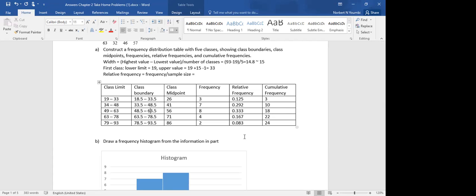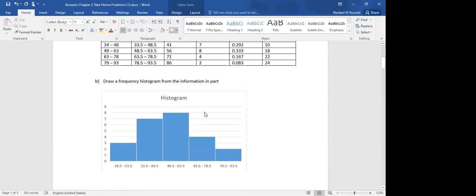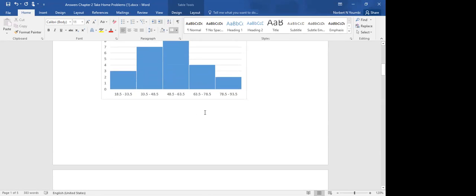So this is how we get the frequency distribution table. The most difficult part is the frequency, which for 20 values you can manually count. But if you have 1,000 values, that will be difficult. So that's why I want you to learn Excel, because it makes it much easier for you. And the histogram is here.